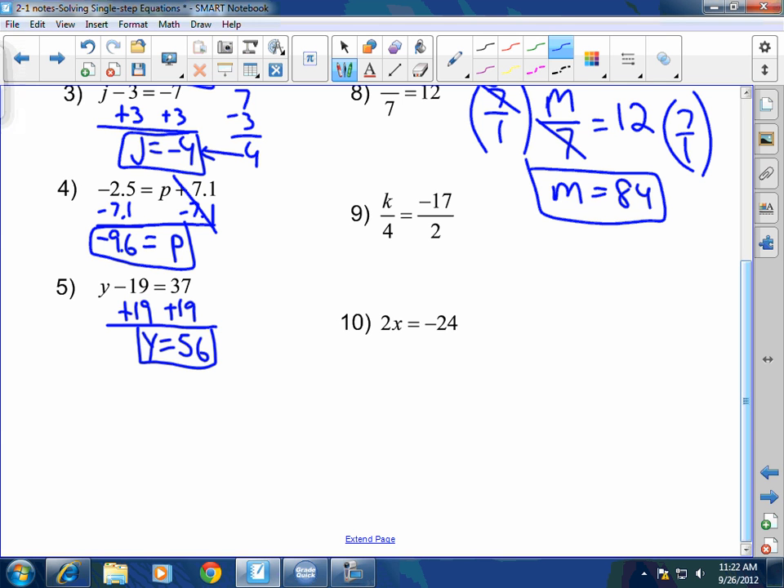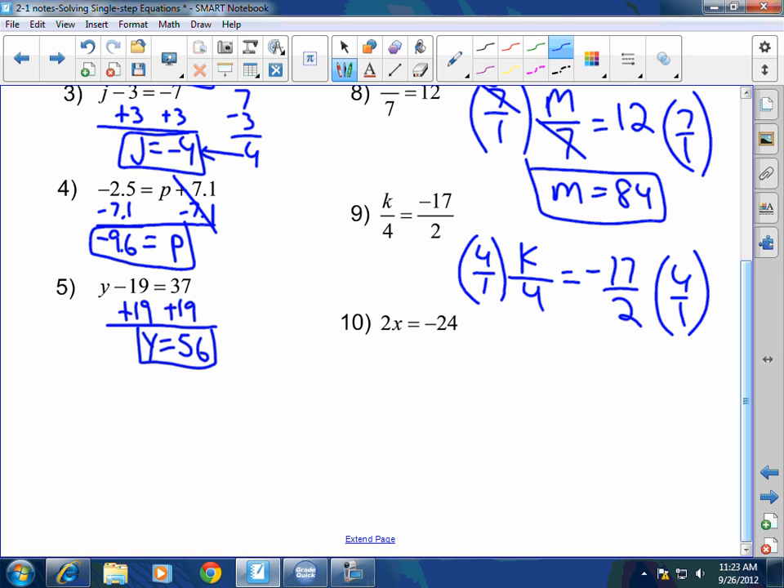Number 9. I've got k over 4 equals -17 over 2. What is the relationship between the k and the 4? They're being divided. How do you cancel out division? You're going to multiply by the reciprocal. So I'm going to multiply both sides by 4 over 1. 4 divided by 4 is 1. 1 times k is k. I'm left with k. Now I can cross divide. 2 goes into 2 one time. 2 goes into 4 two times. Negative 17 times 2 is negative 34.